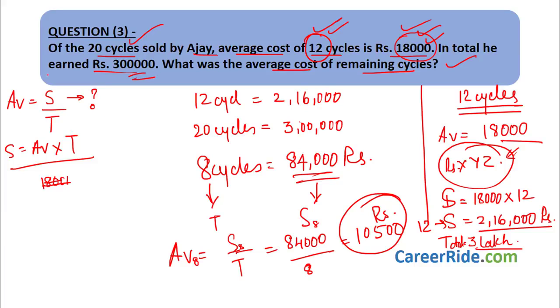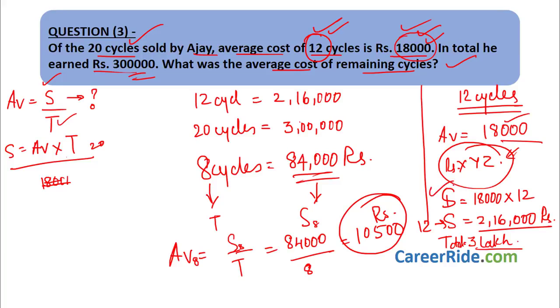Now we know average is total sum upon total number of cycles. We know the total number of cycles is 20, but we do not know the average price for each cycle. So let's see, what do we know? We know that for 12 cycles the average price is 18,000, right? So how much total money did Ajay earn through these 12 cycles? Very easily we can calculate.